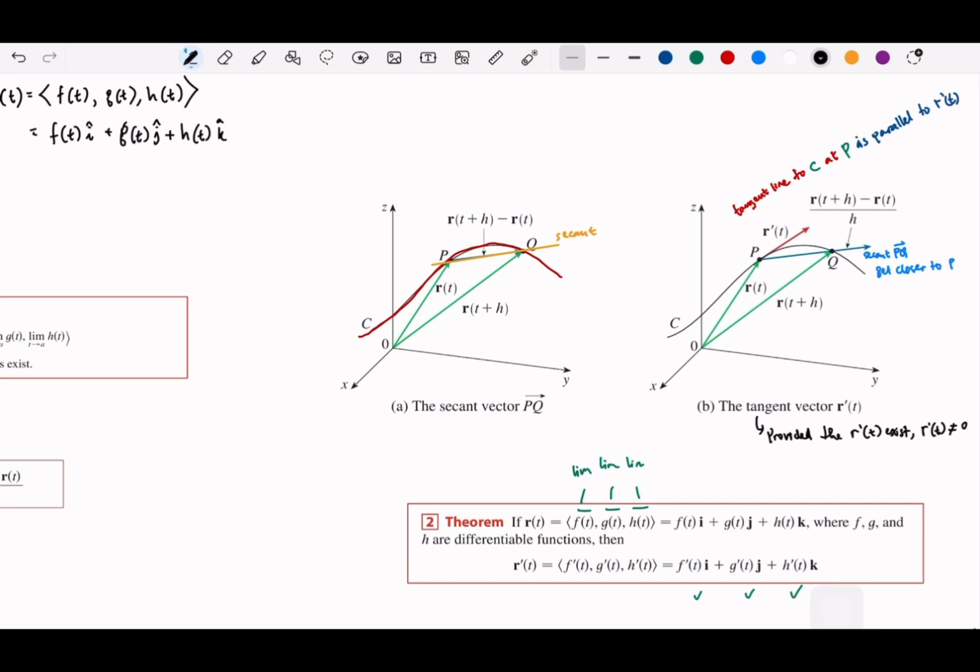Not truly that complex a conclusion, but this is just to say that you can treat vectors like you treat normal functions. The difference is the vectors will have three components x, y, z. Okay?